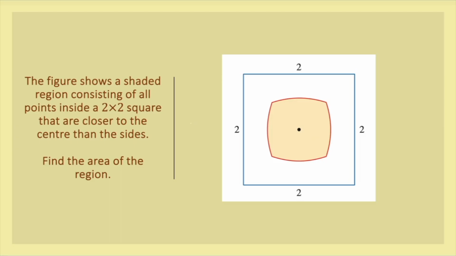This question here is a little bit sneaky. We've got this region that's inside a square with curved boundaries: all points inside a 2x2 square that are closer to the center than the sides. When we're talking about distance to the sides of the square, we mean at right angles.